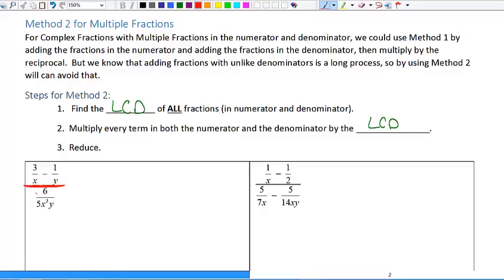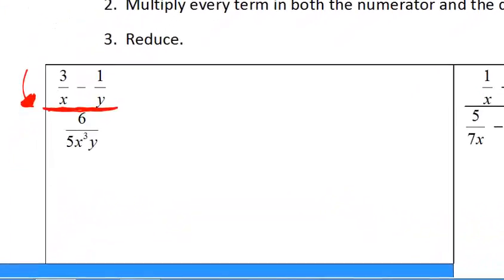Now, some students want to take this really cool method, which after we do a couple problems, you're like, this is awesome, and apply it to some of the previous sections of adding and subtracting fractions. This only works for complex fractions because of that second fraction bar. You have fractions in the numerator and fractions in the denominator. So don't try to apply this method to anything other than complex fractions. The third step is reduce. So let's go ahead and try.